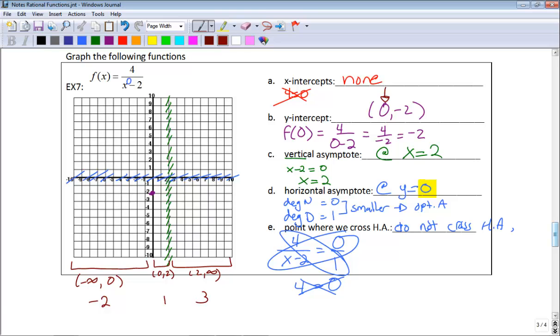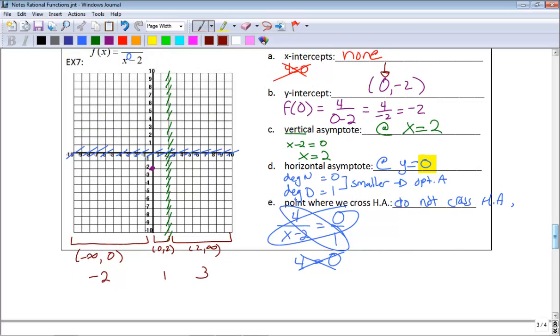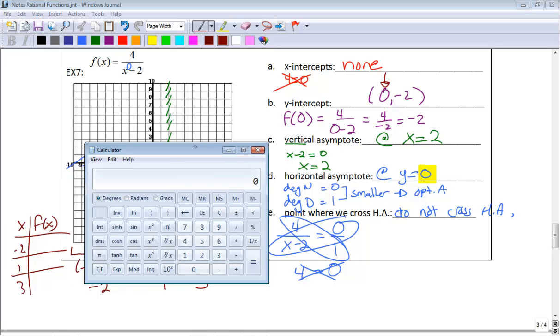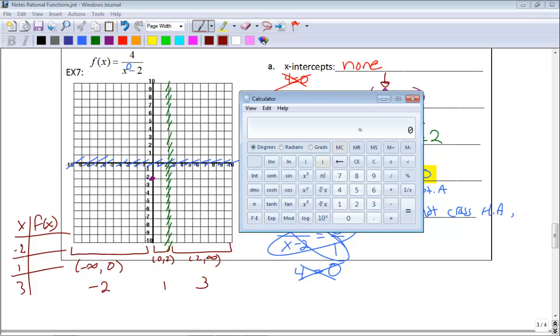All right, let's make a table with these values and find out what happens. So I'm going to write x and f of x. My 3 points are negative 2, 1, and 3. I need to plug these in and solve for the function. I'm going to do this with a calculator, and the reason is that right now what's most important is learning how to graph the rational functions, not recalling how to deal with fractions. So we're just going to use a calculator for this.